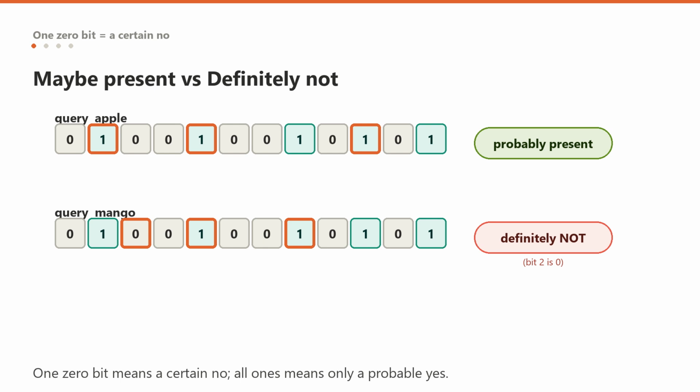Now let's check mango. Its hashes give positions 2, 4, and 7. We look, and position 2 is 0. Because that bit was never set, apple, orange, nobody touched it, we can say with total certainty, mango is definitely not in the set. That's the key asymmetry. If any bit is 0, the answer is a definite no. If all bits are 1, the answer is only a probably yes.